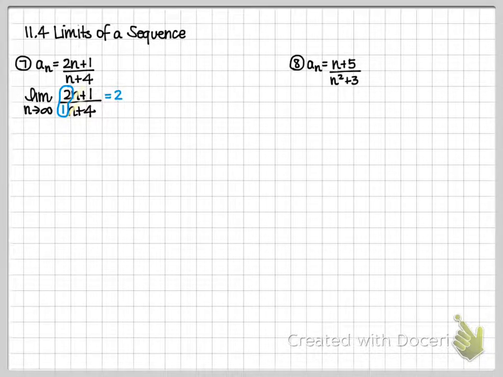Since this is actually approaching a unique number, 2 is a unique number, then I would say that this limit converges. So therefore, it converges. That's because it's going to a unique value.